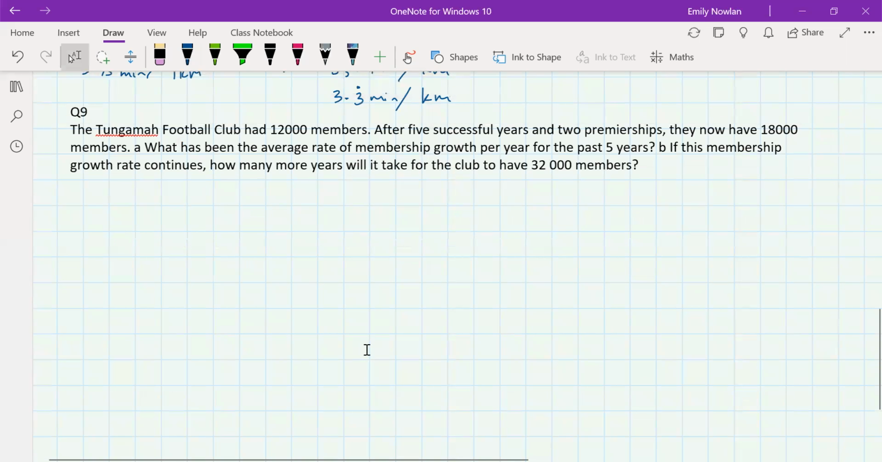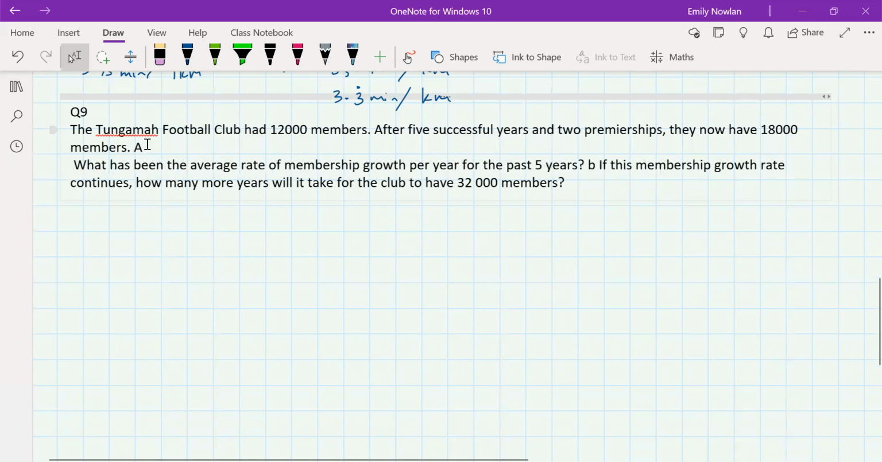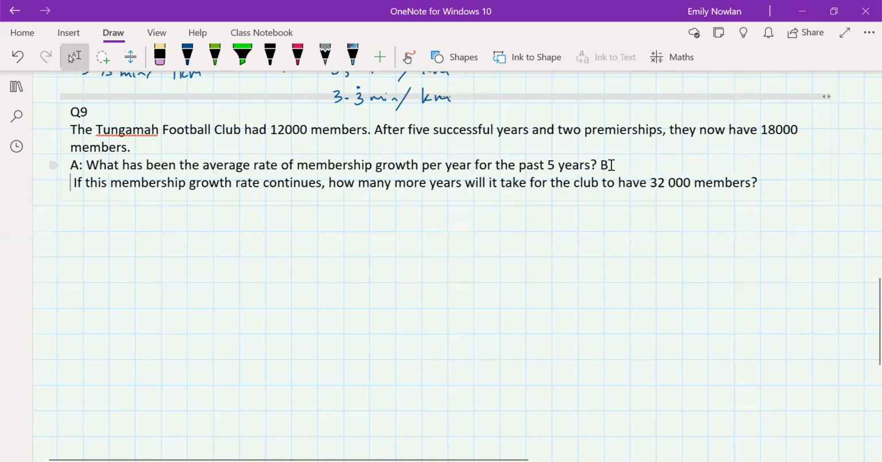Okay, question 9. The Tungamah Football Club had 12,000 members. After 5 successful years and 2 premierships, they now have 18,000 members. Question A: what has been the average rate of membership growth in the past 5 years? And then we have a question B.